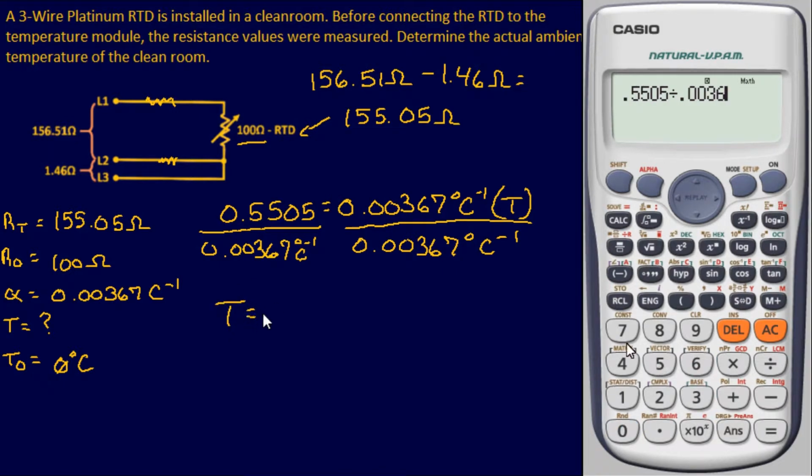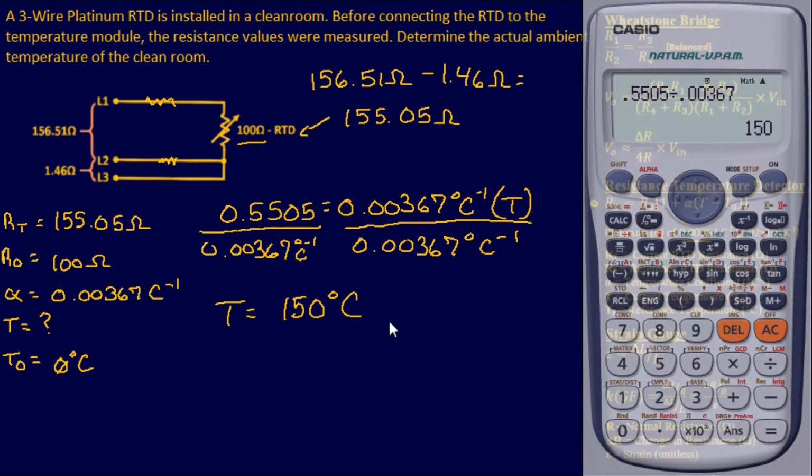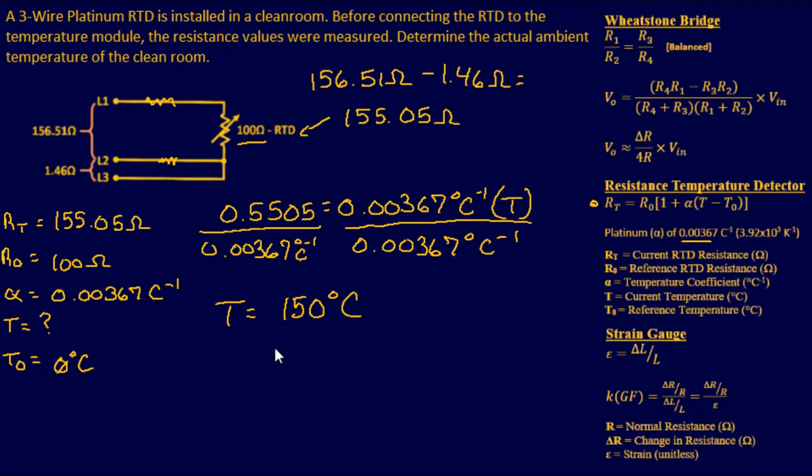T equals 150 degrees Celsius, which is actually pretty warm. If you actually convert this to Fahrenheit, it's going to be 302 degrees Fahrenheit, which means there's something wrong with that RTD, or that's a very, very hot clean room, or likely the technician who installed the RTD put it right next to an oven.